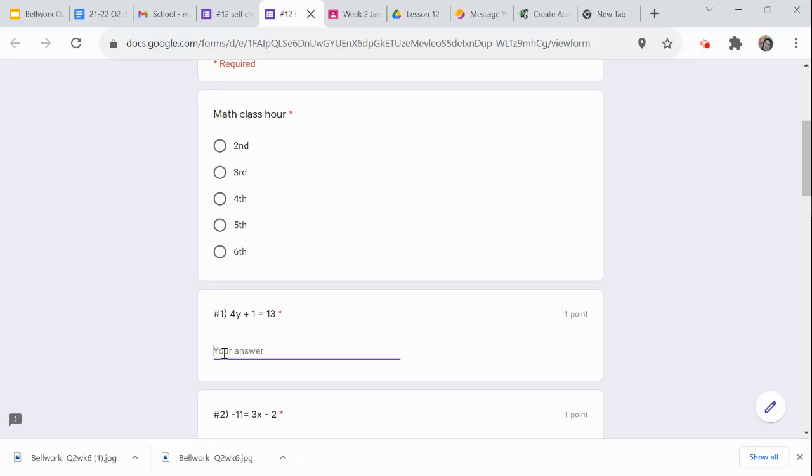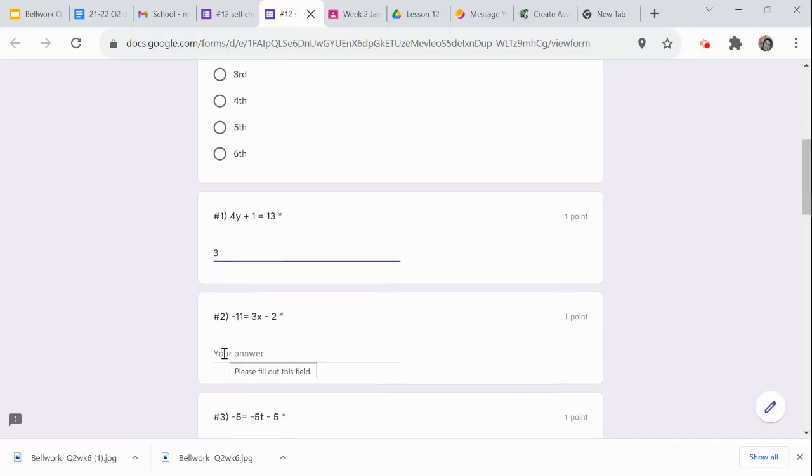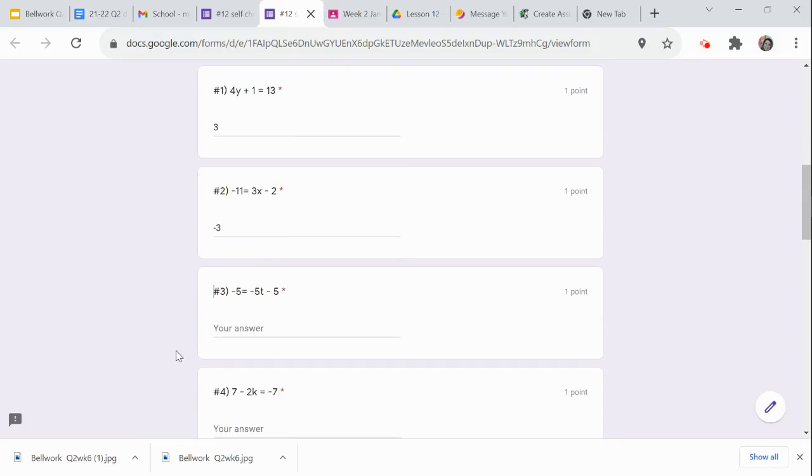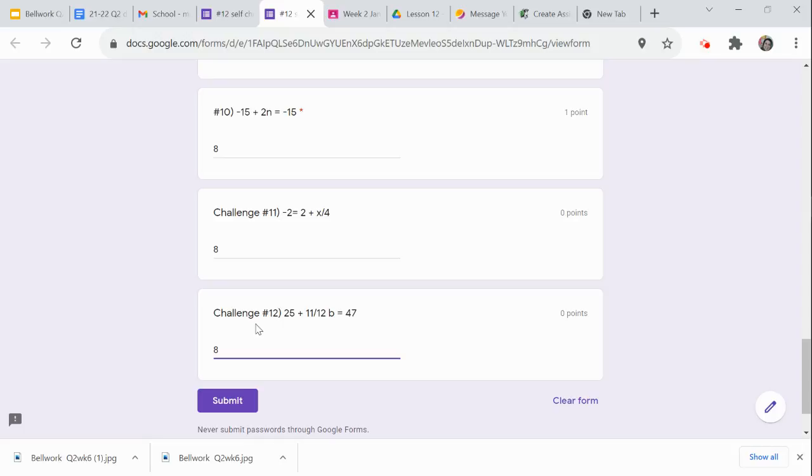So number 1, we got y equals 3, so I'm putting in 3. And then number 2, we got x equals negative 3. So you put the negative and then your 3. If you accidentally put a space in between, it should accept it. Now, if you want to check each one, just put in random numbers below. Let's put in 8 for all the rest of them. Just hit tab, fill in the rest, and you can hit submit.